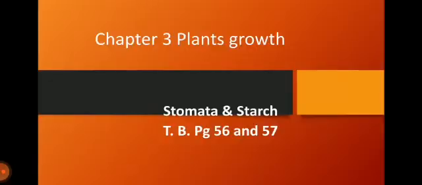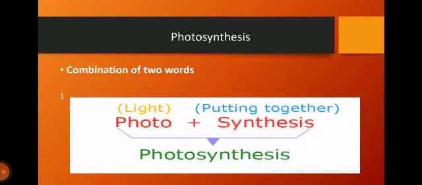Ameen. It's chapter 3 and we are going to start from textbook pages 56 and 57, which are about stomata and starch. Before going to this topic, revise the previous topic. Yesterday's lesson was about photosynthesis.